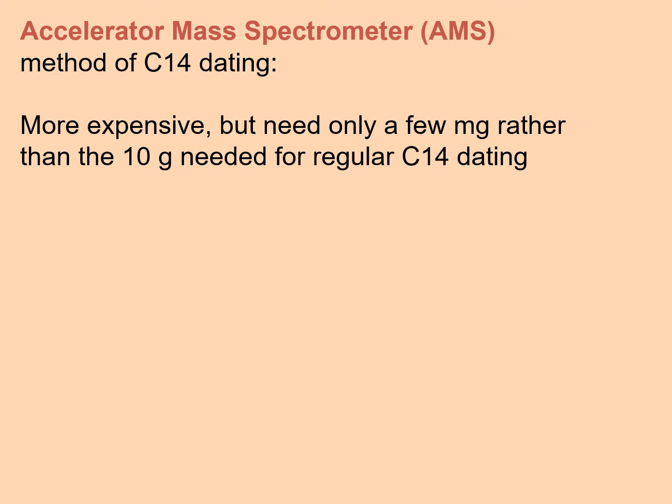However, the accelerator mass spectrometer method was developed. This is more expensive, but it needs only a few milligrams rather than the 10 grams needed for regular radiocarbon dating. As a result, you can date something as small as an eyelash instead of destroying 10 grams of your sample. This led to scientists dating the Shroud of Turin because they could take just a thread rather than take a chunk out of this very valuable artifact.